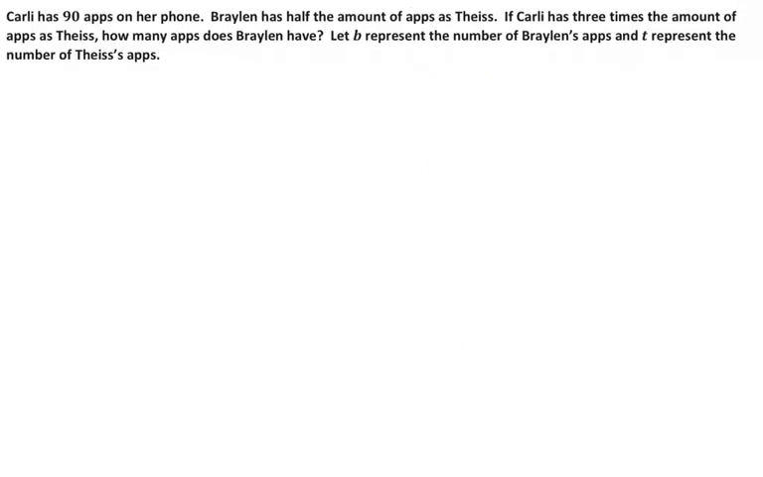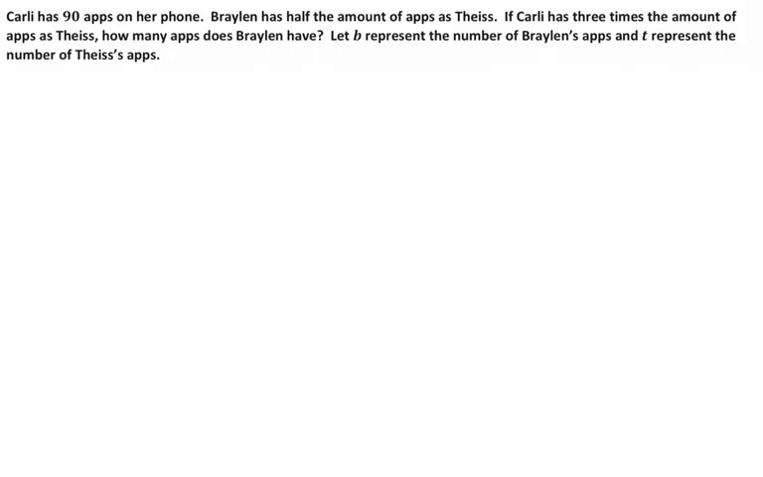All right. Carly has 90 apps on her phone. Braylon has half the amount of apps as Thesis. If Carly has 3 times the amount of apps as Thesis, how many apps does Braylon have? Let B represent the number of Braylon's apps and T represent the number of Thesis's apps.